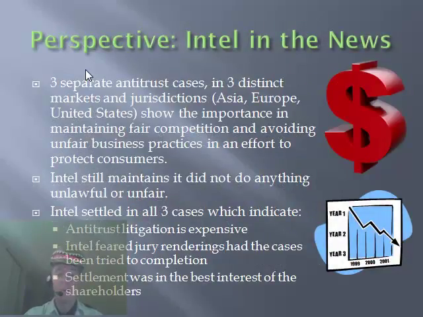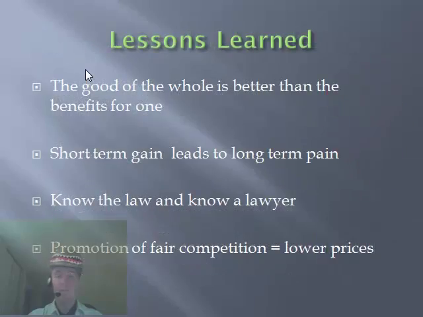And as you see, as I said before, three things here, three cases that were very expensive, in the billions and billions of dollars for them. Please read into this one. It's a very interesting case, and it's very recent.